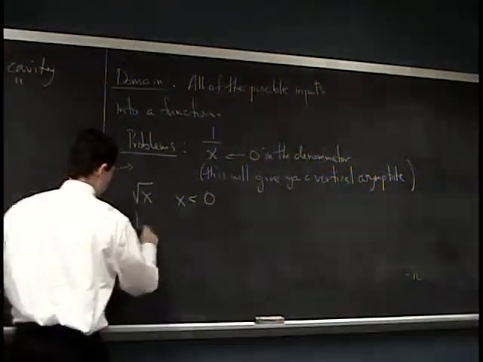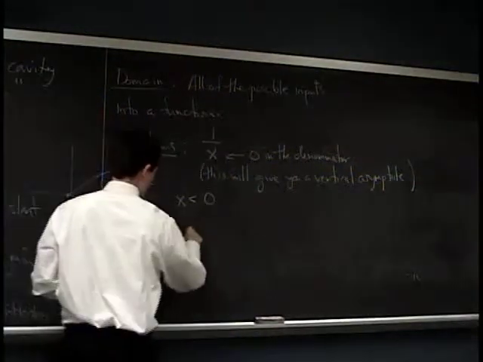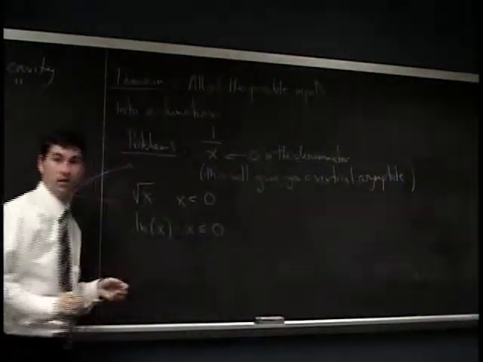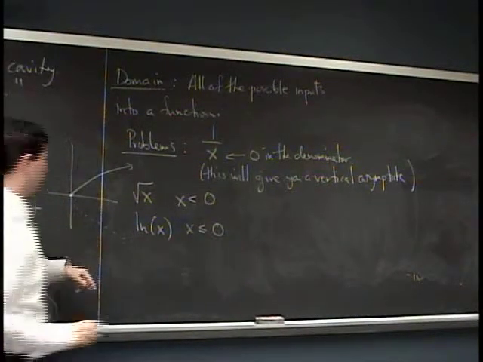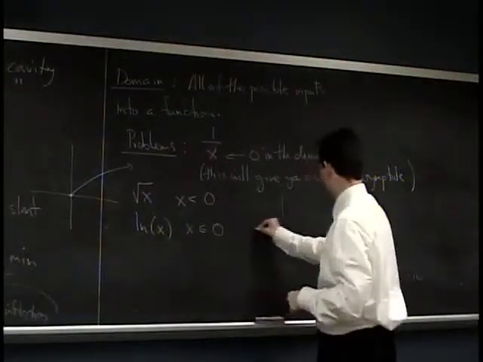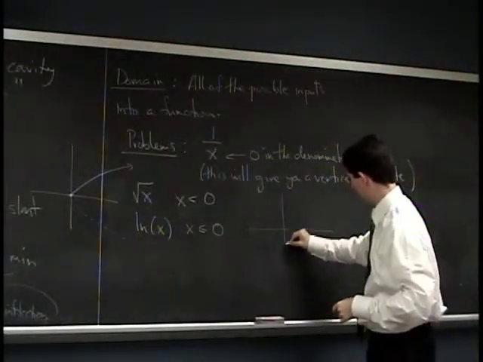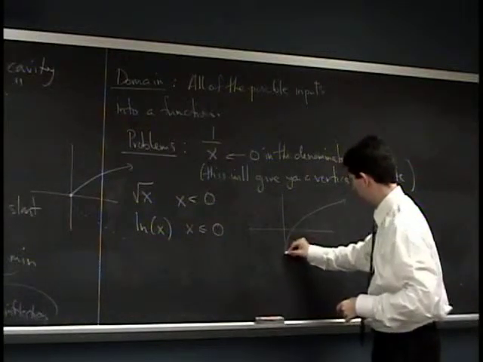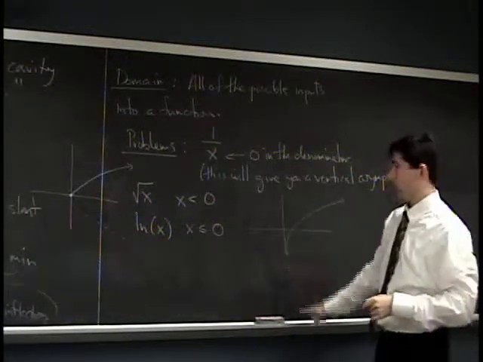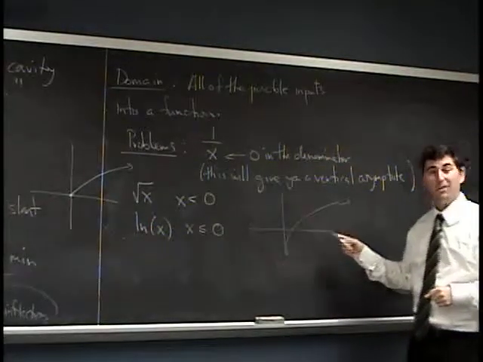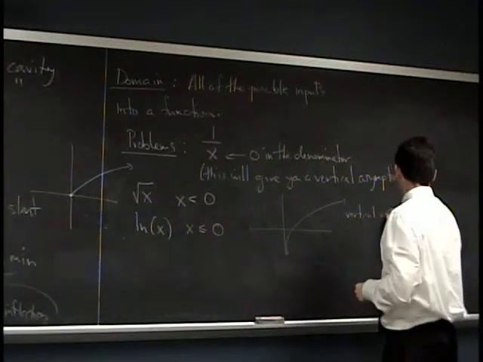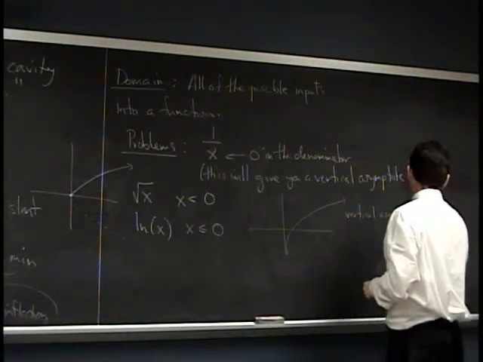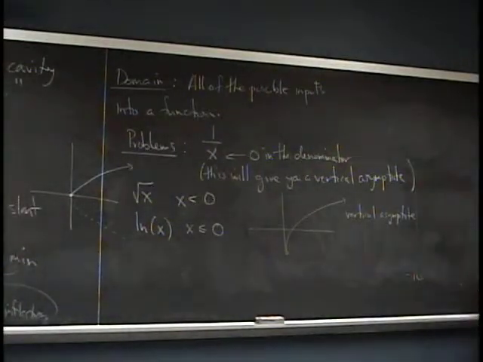ln of x when x is less than or equal to 0. Here you really have to throw out 0. Why? What happens to ln of x as you get close to 0? It goes to minus infinity. You actually have a vertical asymptote there. So what this tells you is that you don't need to have a fraction with a 0 in the denominator to get a vertical asymptote. There are other ways of getting them.